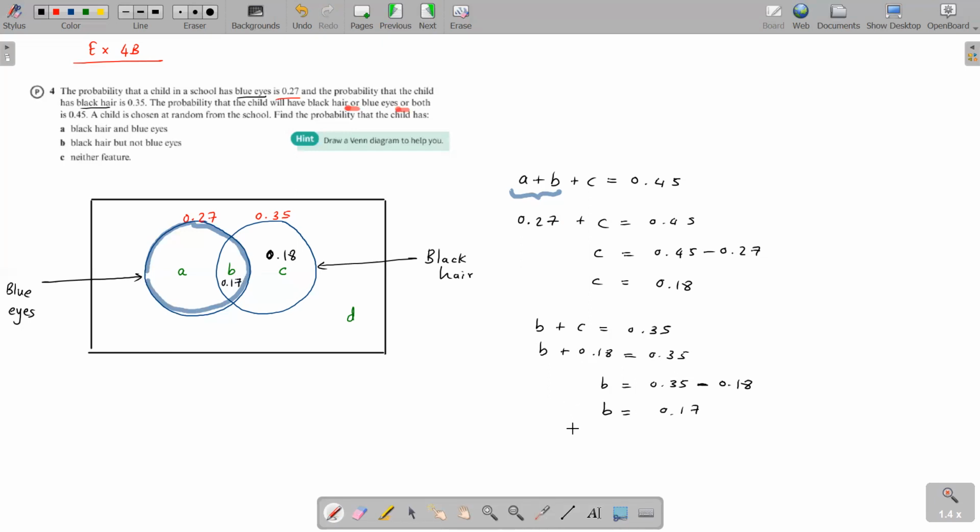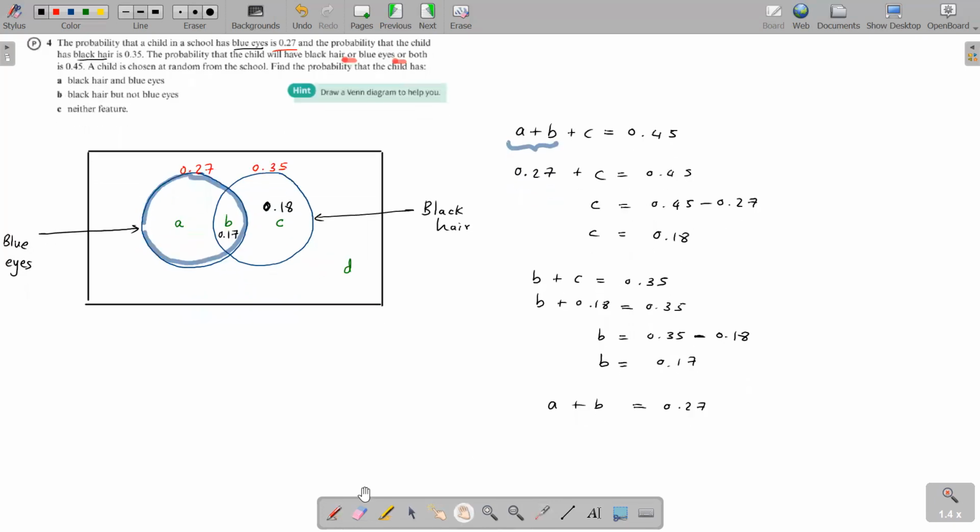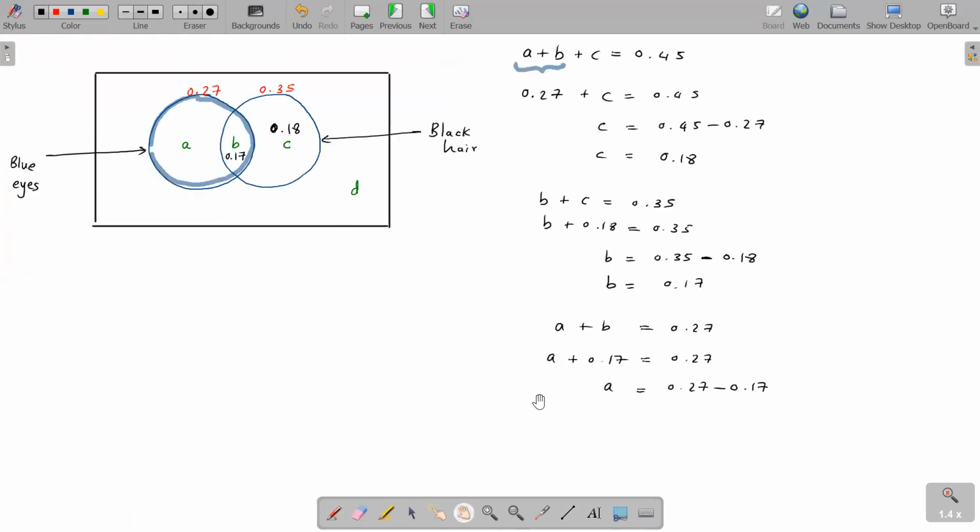And then I can now easily get the A value. A plus B is 0.27, right? Guys, so these two add up to give you 0.27. A plus 0.17 equals 0.27. A equals 0.27 minus 0.17, that gives me A as 0.1. Guys, can you see? So it's 0.1, and you can also get the D value.